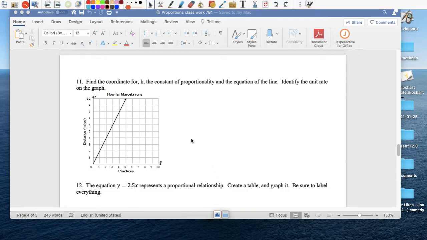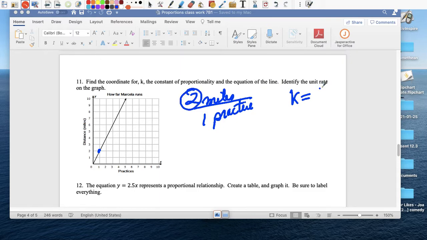In order to find k, we can do it a really easy way. Find the unit rate, and here's the unit rate. It's exactly on that intersection. So let me write the unit rate first of all. It's miles over practices. Every time she practices, so in one practice, she does how many miles? 2 miles. And that's the unit rate. And if I know the unit rate, I know what k is, and k is that number.